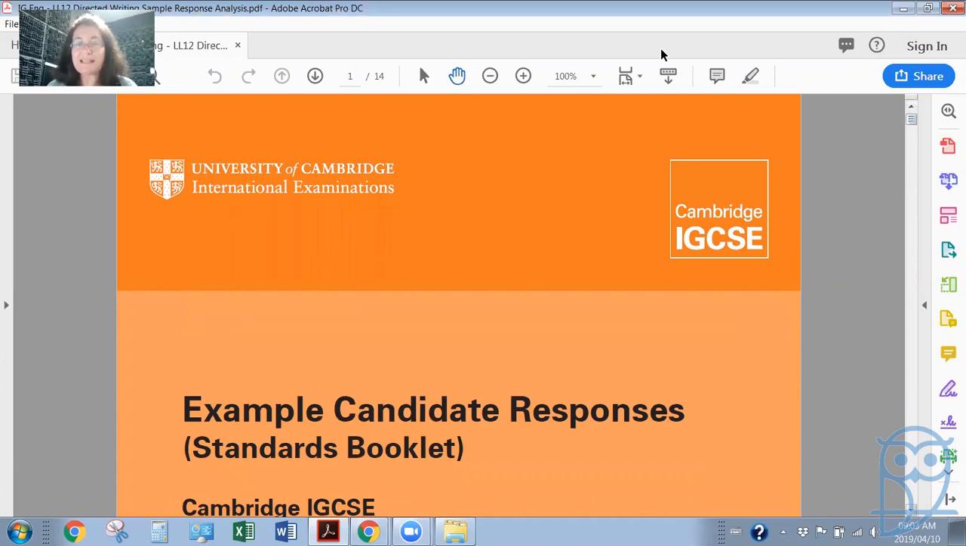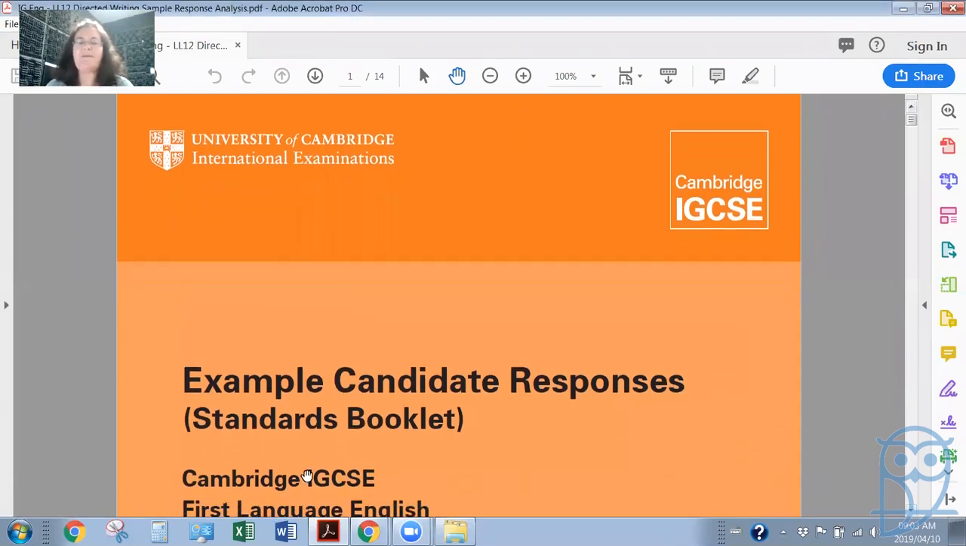Now, I don't know if some of you already have this or not, but it is a very handy thing to look up on the internet. So all you have to do is type in the Google search engine, IG English candidate responses, all right? And you should get this booklet. It's very extensive. It shows you examples of questions and the examiner's recommendations for how you should go about answering the questions. And then, very handily, some actual sample examples and the marks that those responses got.